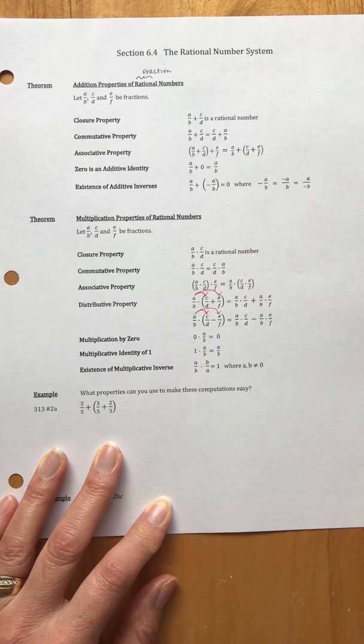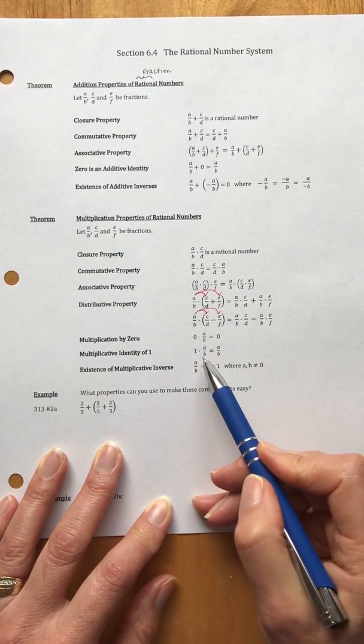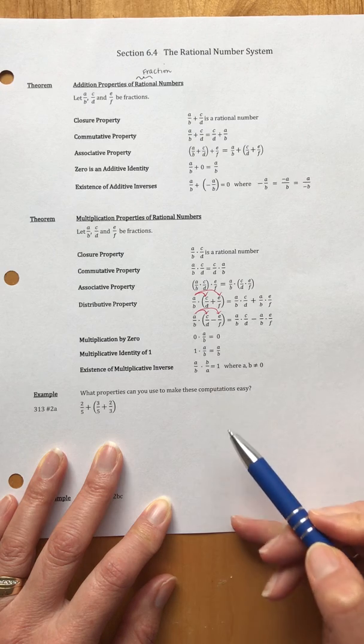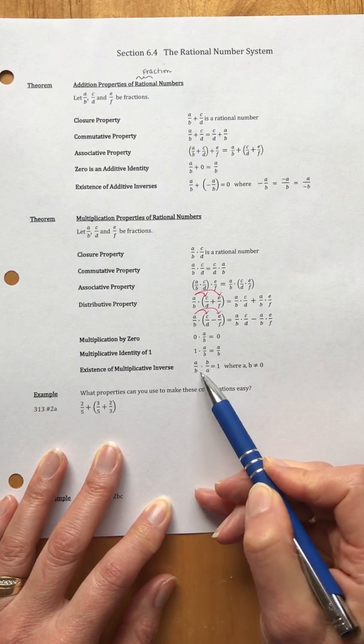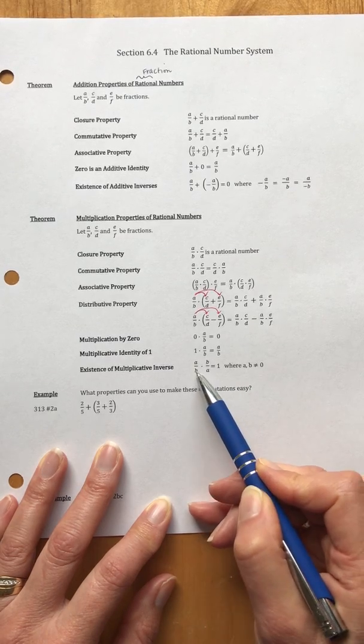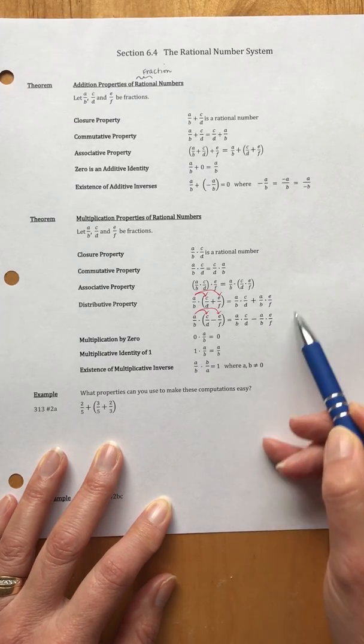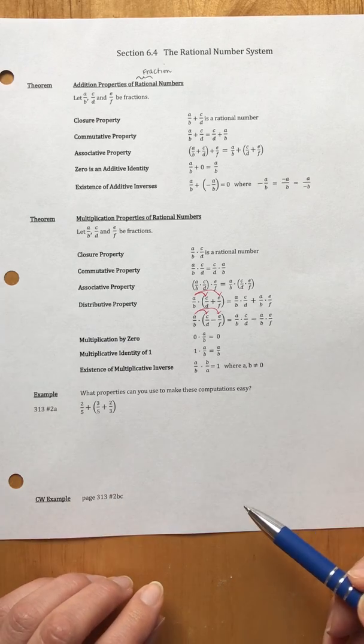When we multiply 0 times a fraction, we get 0. When we multiply 1 times a fraction, we get that same fraction back. And when we multiply by the reciprocal, we get 1, because that would be AB over AB, which is 1. Of course, none of these denominators here can be 0.